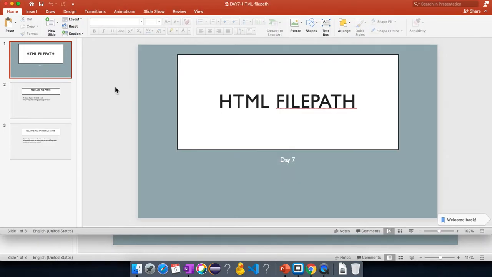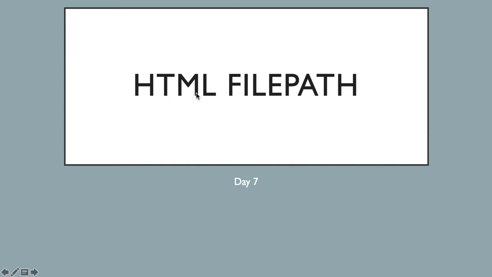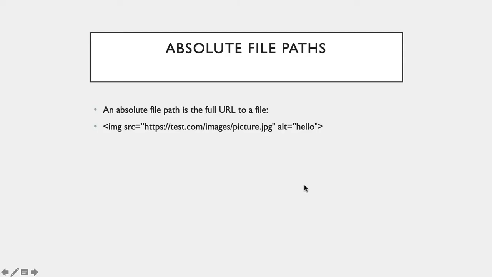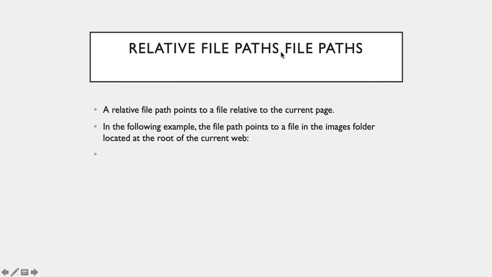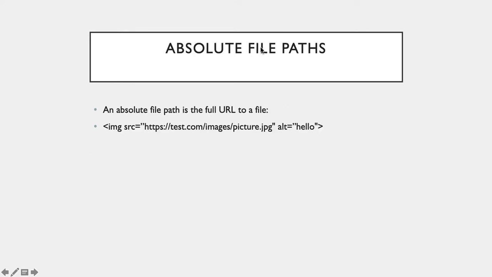Welcome back. Today we'll see what a file path is in HTML and what the different types of file path are. We have the absolute file path and the relative file path, and we are going to learn today how to use them in HTML. First, what is an absolute path?